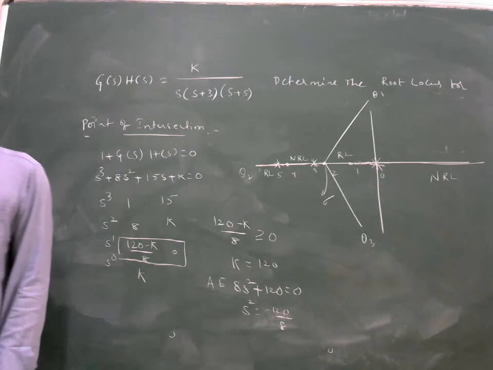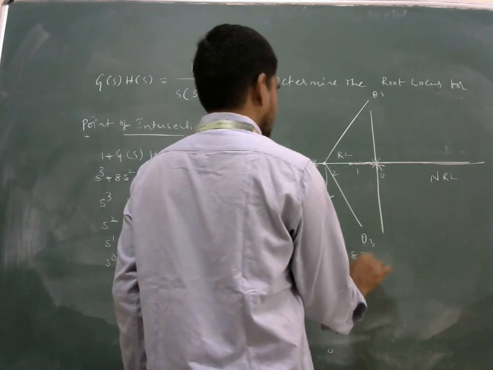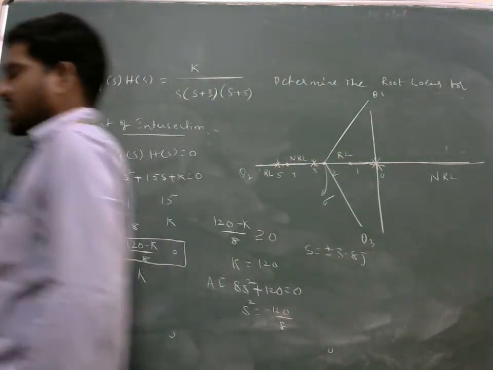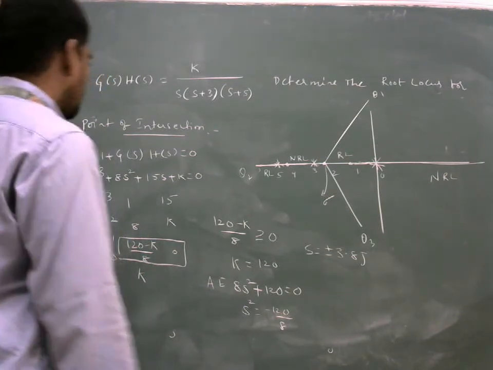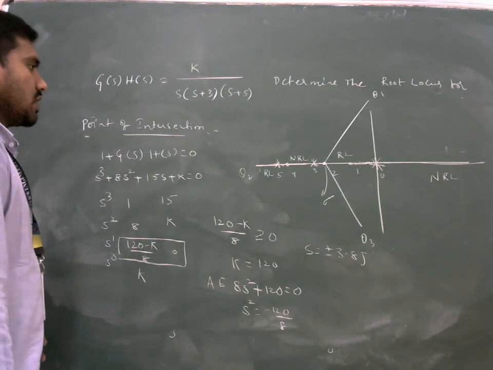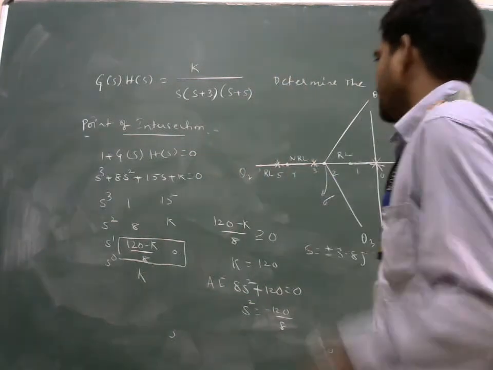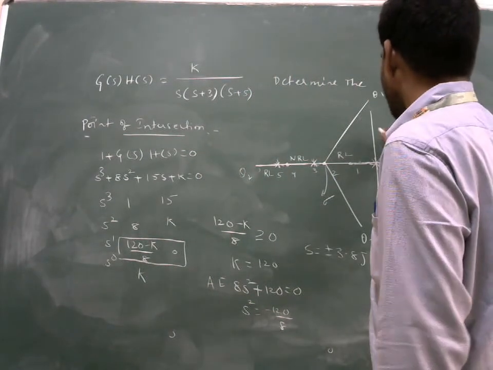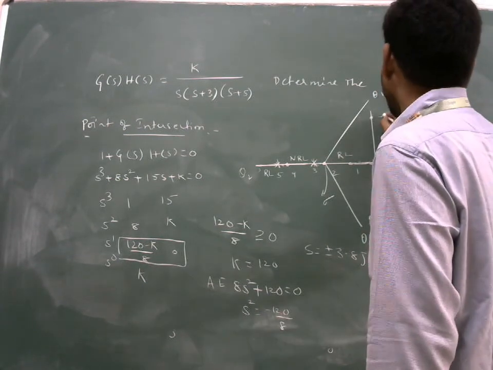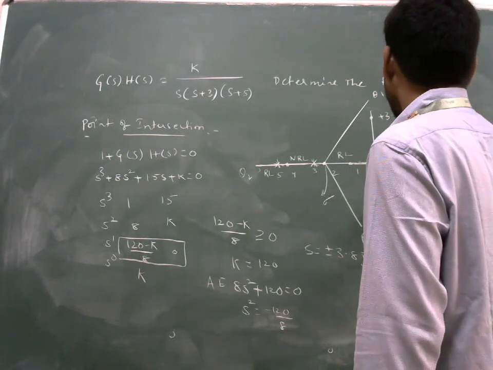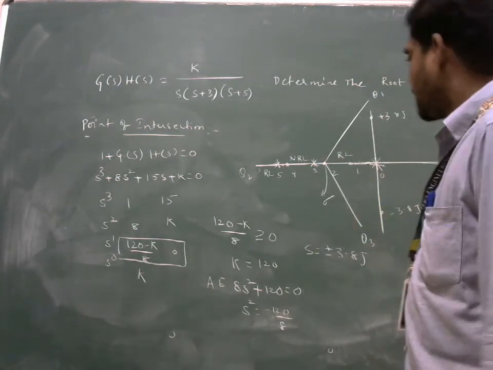S value we are going to get is plus or minus 3.8 j. Now you see here how we are going to draw this graph. How many root locus branches are there? 3, right? The three branches end at the points plus 3.8 j and minus 3.8 j.